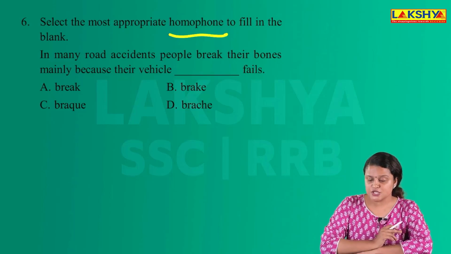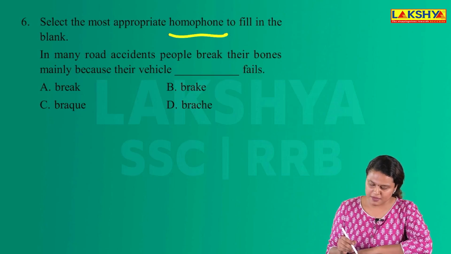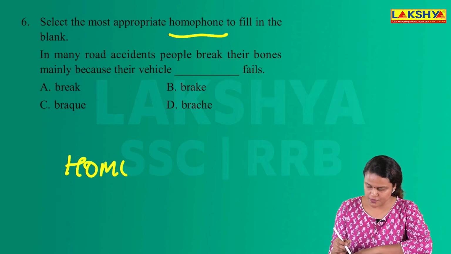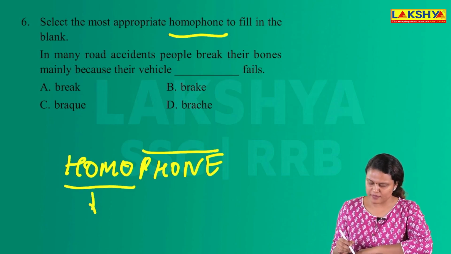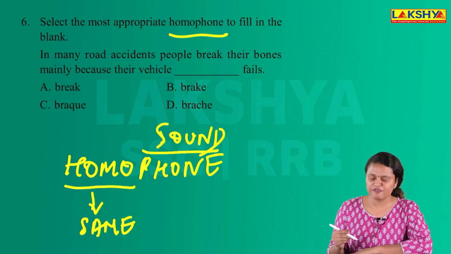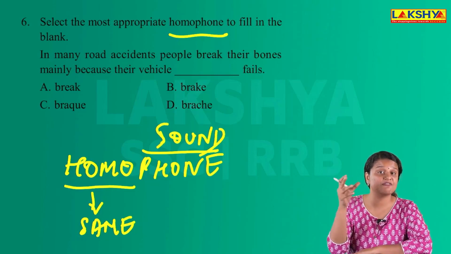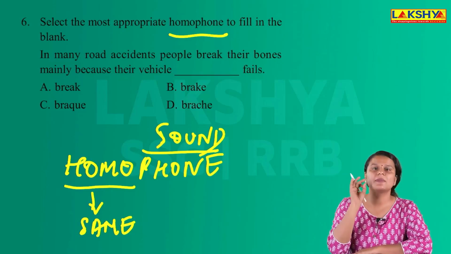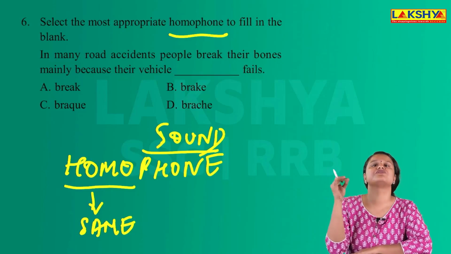Now here is the thing. Do you know what a homophone is? If not, this is the time to learn that. Now what do you mean by homophone? I'll write it here for you. Homophone. If you look at it, this is homo and phone. Homo means same and phone means sound. So homophone means words that have the same pronunciation, but they might have different spelling and definitely have different meanings.